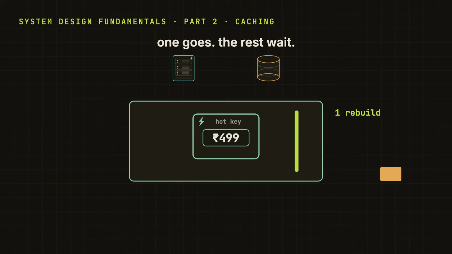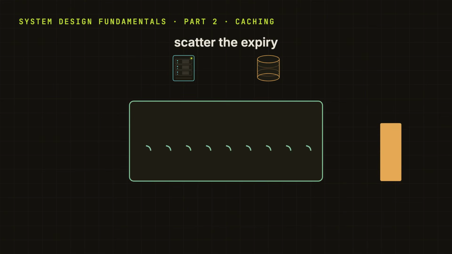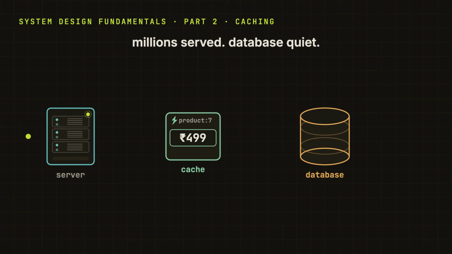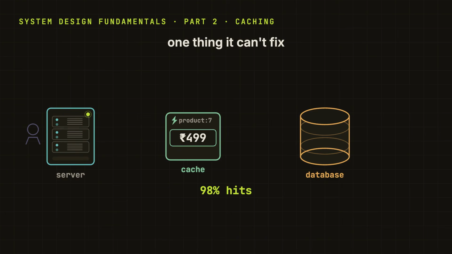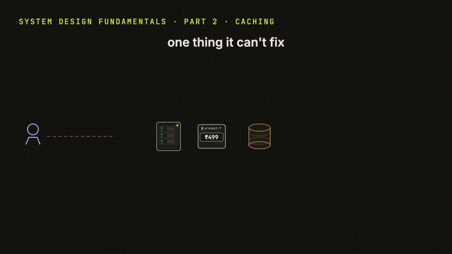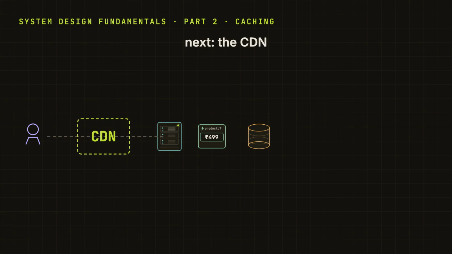You let one request go and rebuild the value while the others wait for it. And you spread the expiry time slightly so 1,000 keys do not expire in the very same second. Worth naming. So, in our store, caching is what lets a hugely popular product page be served instantly to millions while barely touching the database. But there is one kind of slowness even a cache cannot fix, the physical distance between the user and the server. And the fix for that is our next concept, the CDN.